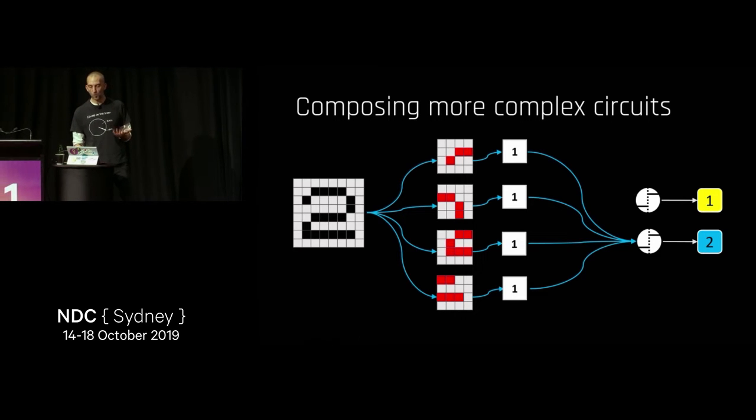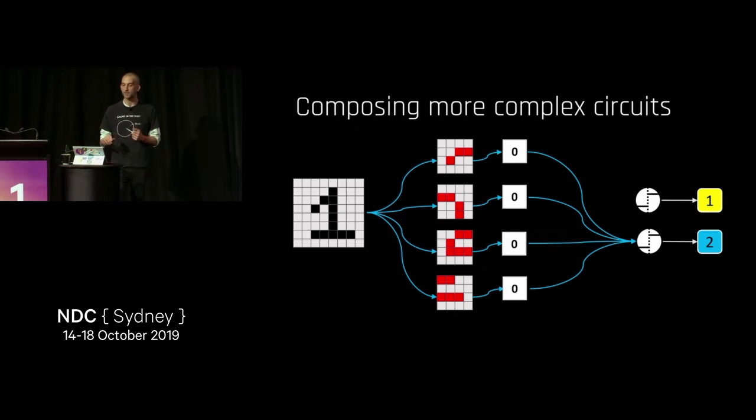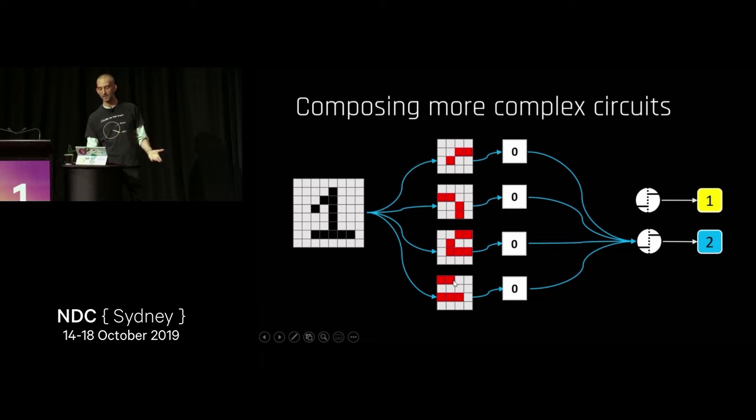If I passed a 1 to this circuit with 4 filters, it would tell me I didn't find this, I didn't find this, I didn't find this, I didn't find this. I would get 0 on every input here, and so this would tell me this is not a 2.